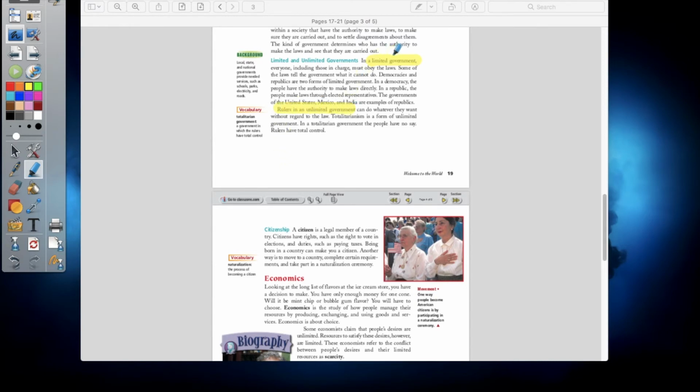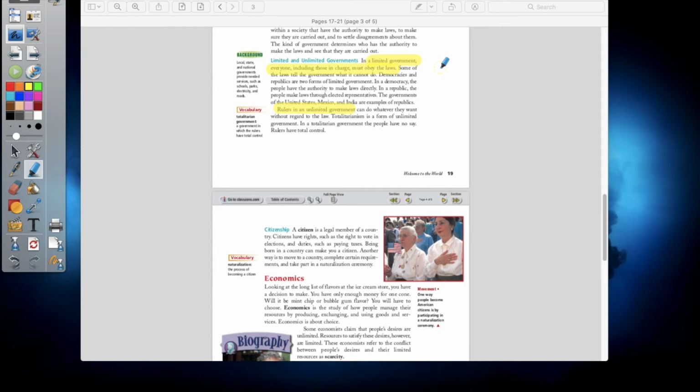In a limited government, what ends up happening is that everyone, including those in charge and those who are the citizens of the country, have to obey the laws, okay? That's what a limited government means. It means that your leaders don't have all power and are untouchable by the laws. Not only do you have to follow the laws as a citizen, but your government also has to follow the laws as well.